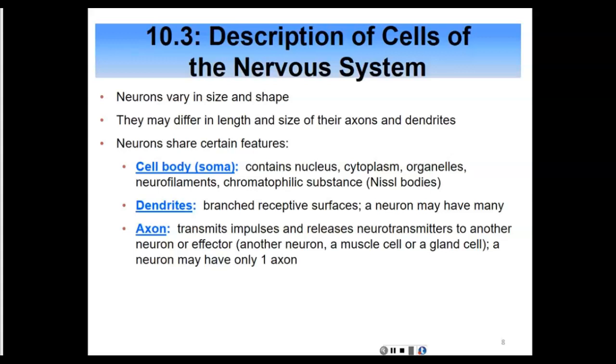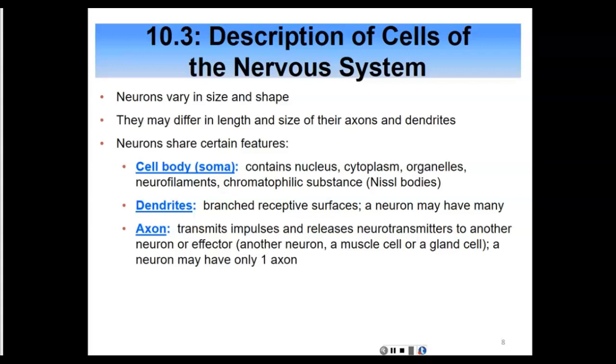So the neurons are kind of like the cell structure we learned back in chapter 3, but they will vary in size and shape. They have some certain features. There's a cell body. Sometimes that's also referred to as a soma. It contains a nucleus, cytoplasm, organelles, and some neurofilaments, as well as this granular substance called chromatophilic substance, or Nissl bodies. That's a unique feature. Only in the neuron will you find that.